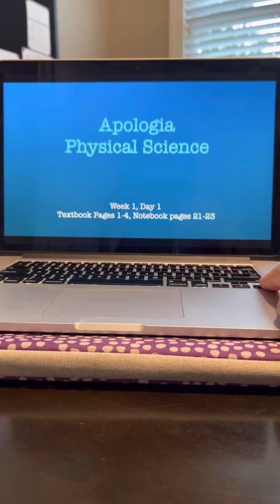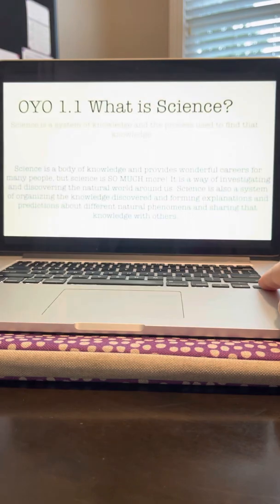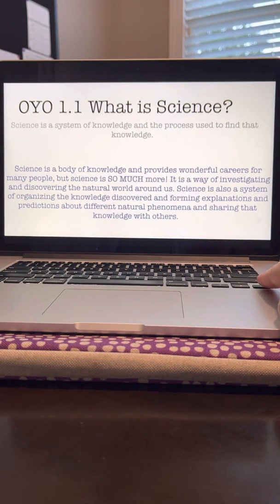Week 1, day 1, textbook pages 1 through 4, notebook pages 21 through 23. On your own, 1.1. What is science?